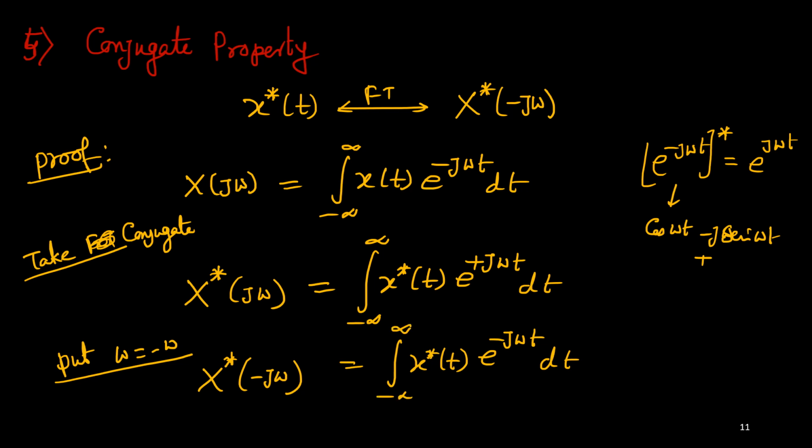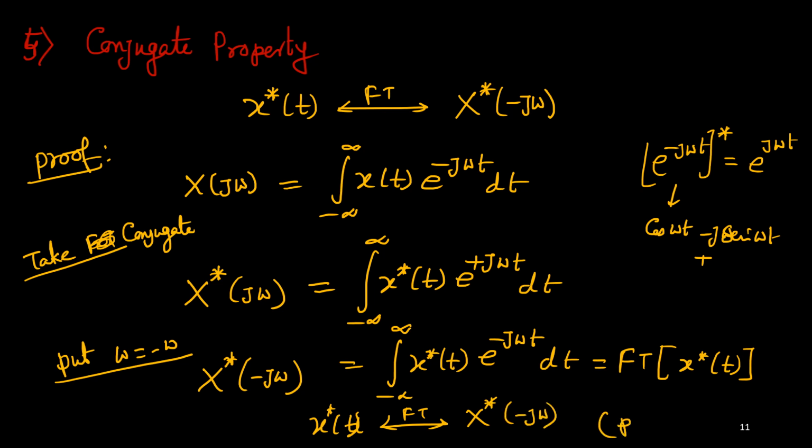So the right side shows that it is the Fourier transform of this signal, and the signal is x star t. So the Fourier transform of x star t is capital X star of minus j omega. Sorry, its Fourier transform is given by capital X star of minus j omega. It is proved.